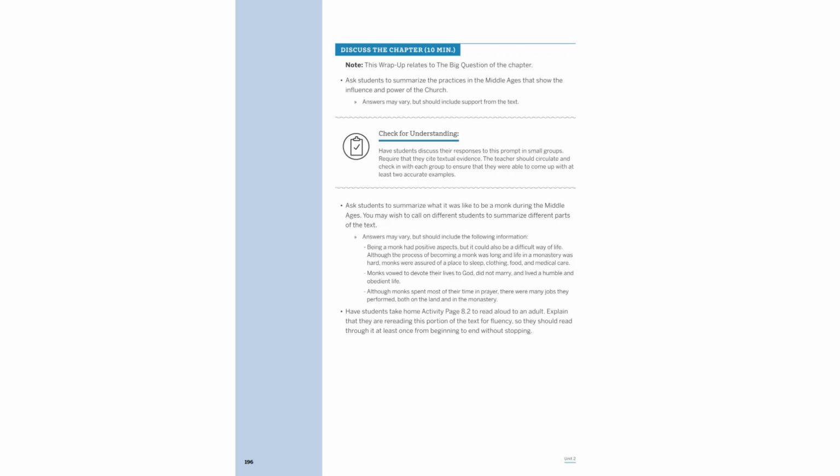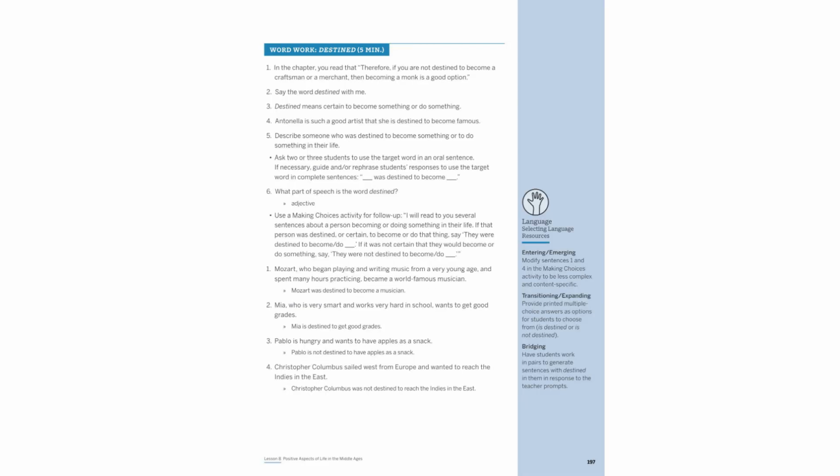The Middle Ages saw the Church wield immense influence, shaping societal norms. Monks, central to this era, led lives of devotion, abstaining from marriage, and embracing humility. Despite the hardships of monastic life, they were guaranteed basic needs and engaged in various tasks, both spiritual and practical, within the monastery and its lands.